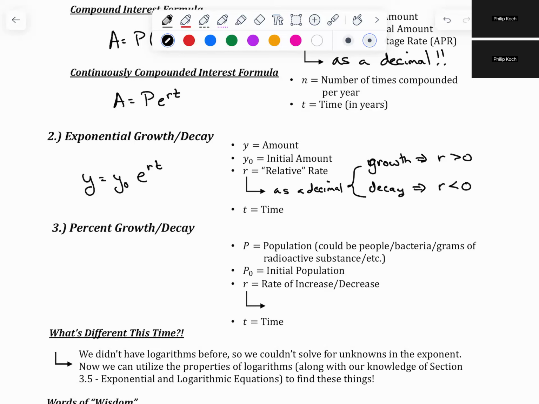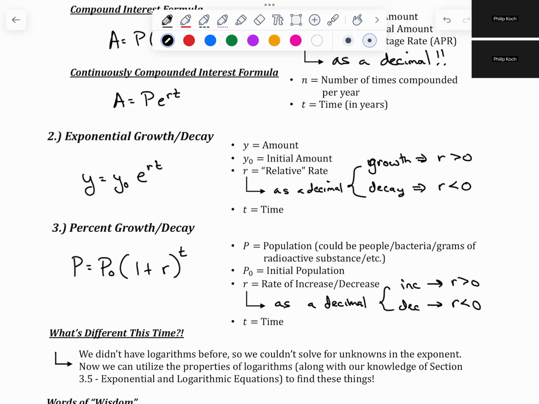There we go. Percent growth is P equals P sub 0 times (1 plus r) raised to the t, where r is the rate of increase or decrease as a decimal. Increase implies r is greater than 0, and decrease implies r is less than 0. So you will not need to memorize these formulas. They will be provided. So you don't have to have them memorized, just know how to use them.